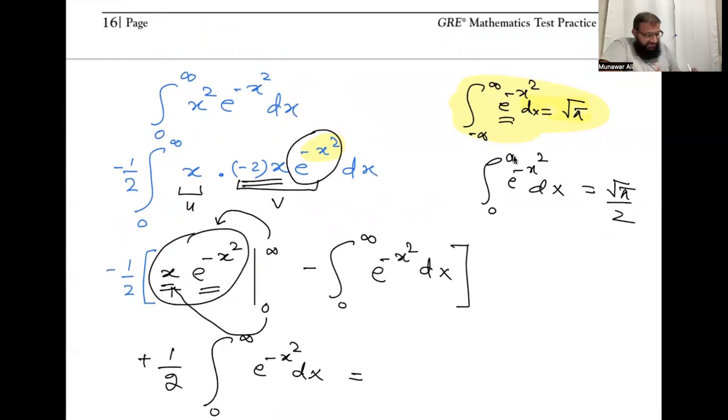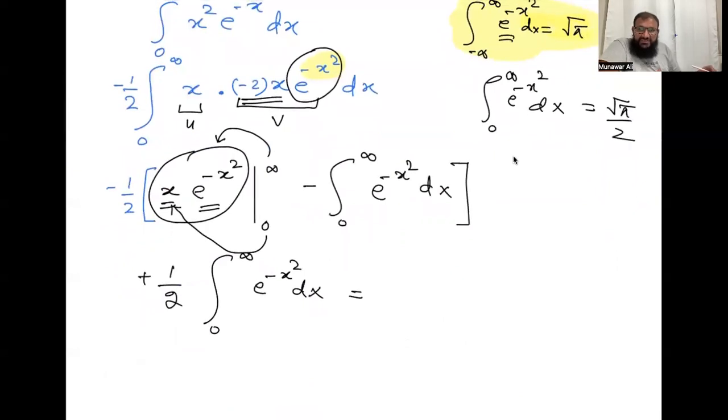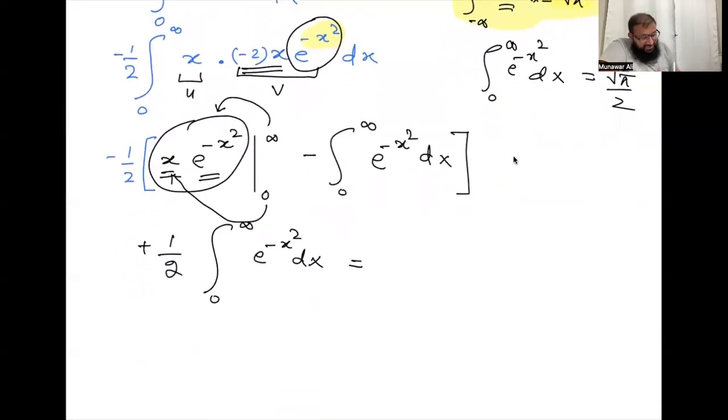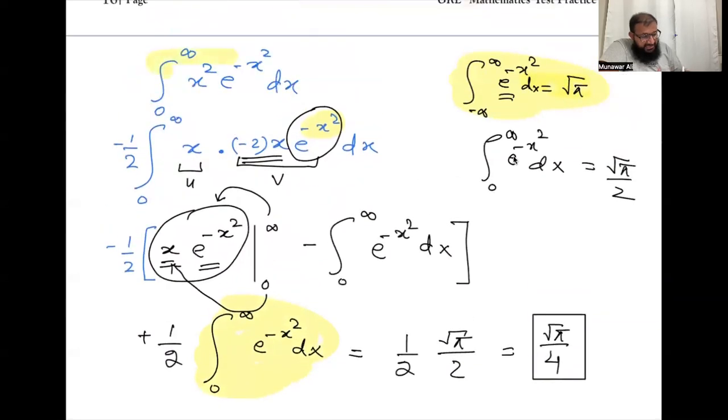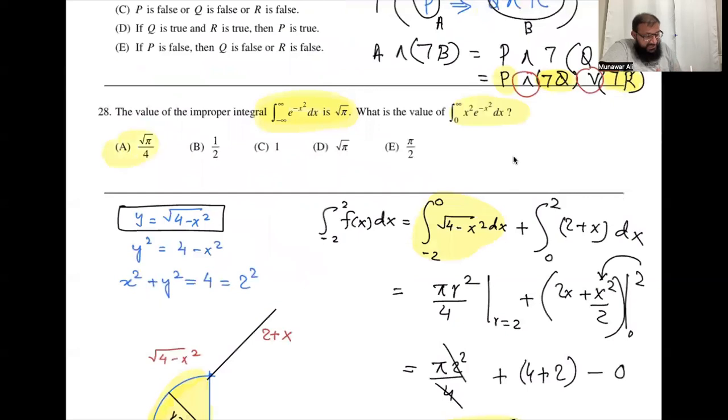You can also check this by splitting the integral from negative infinity to 0 and 0 to infinity. So I have 1 half, and this integral is the same as the integral that I told you now. This is square root of pi by 2, then this becomes square root of pi by 4. So the integral that we discuss now is equal to this. So my answer is A, which is square root of pi by 4.